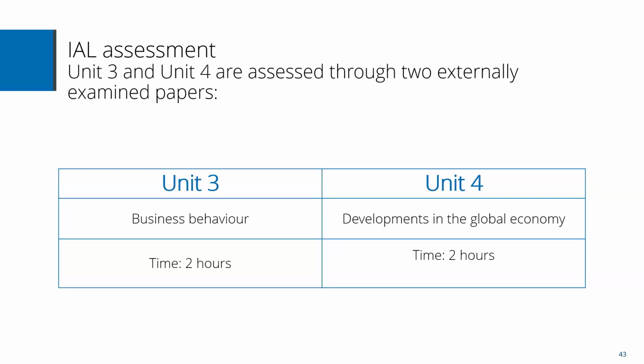When it comes to units 3 and 4, A-level students will study these as well as units 1 and 2. AS students will just be studying units 1 and 2. Units 3 and 4 mirror one another as well, but these differ from units 1 and 2. Unit 3 is business behaviour, unit 4 is developments in the global economy. These papers are slightly longer, at 2 hours for each of them. And as I say again, they are broken down into the same types of section as one another every series, but these differ from units 1 and 2.